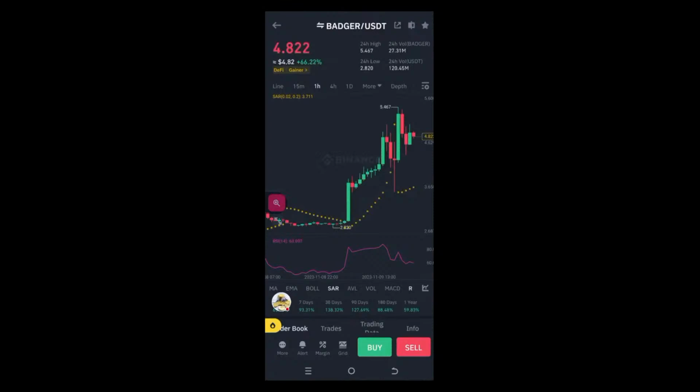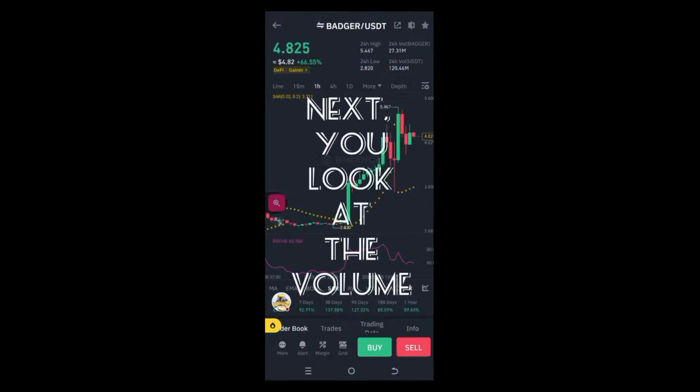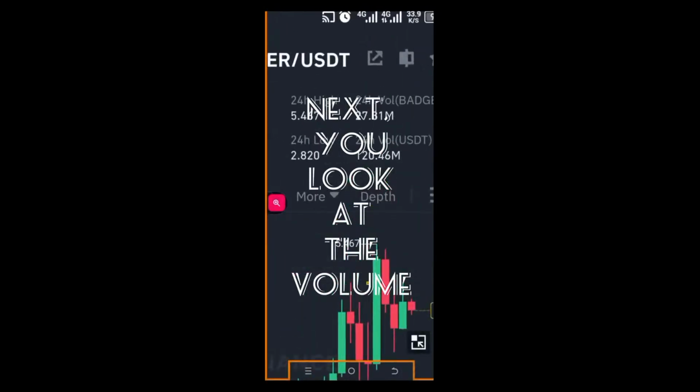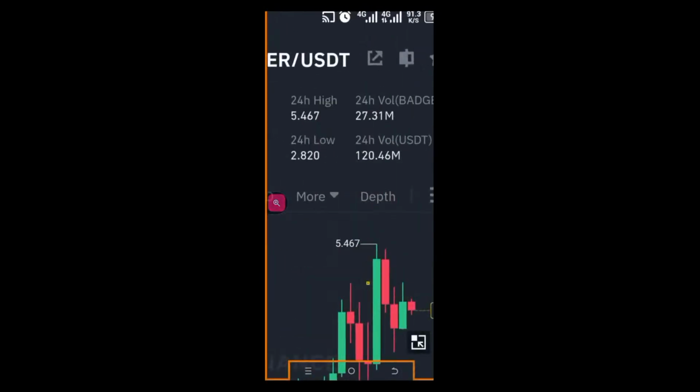All right. So let's go to another thing that we need to look at. These first three things are for you to even decide or consider whether you're going to take this trade or not. After you've seen that all three are good, what do you do next? You look at the volume. Look at the 24-hour high, the max place it went to in the last 24 hours. Then you look at the low. But we're more concerned about the high, because if it hit that place, it should be able to hit it or at least somewhere close to it.